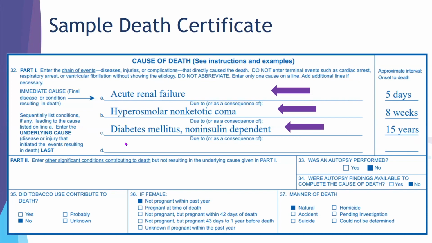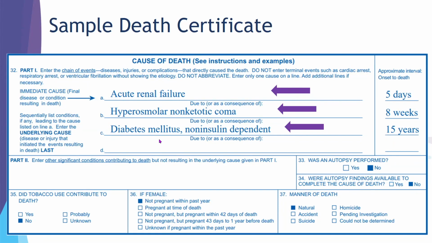This is the cause of death section of a sample death certificate. You can see that we have the immediate cause of death, followed by a sequential list of conditions that led to that immediate cause, with the underlying cause of death listed last. And you have the time sequence of when each happened. To read this one, you would say that this person died of acute renal failure, which happened 5 days before they died, that was brought on by a non-ketotic coma that happened about 8 weeks before they passed, which is a result of their underlying diabetes that they've had for 15 years. So in this case, the underlying cause of death for this person is diabetes.